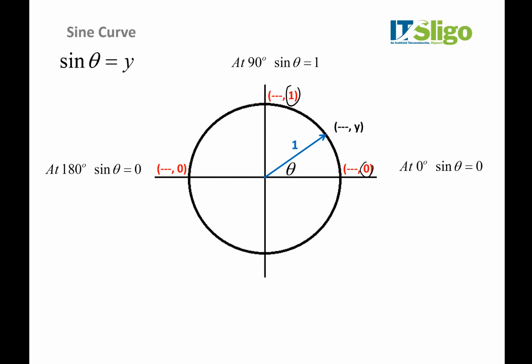At 180 degrees, the y value is back to 0. Remember, we're only watching the y values. At 270 degrees, the y value is -1. And at 360 degrees, we're back where we started, and the cycle begins again. So we're going to plot these now. We're going to draw a graph.